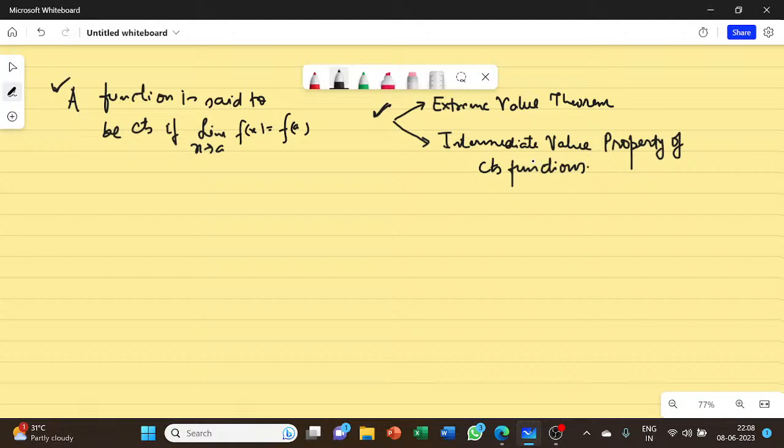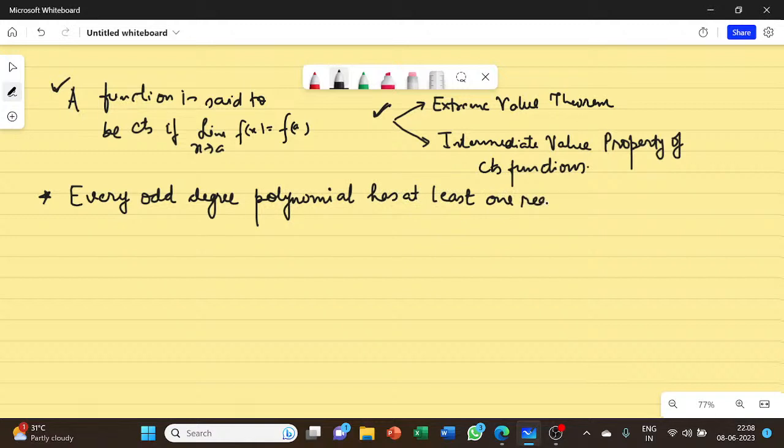Now try to do this question which I'm giving you right now, and let's see if you're able to do it. The first thing, a direct application of the intermediate value property, is that every odd degree polynomial has at least one real root. So a direct application of the intermediate value property is that every odd degree polynomial will have at least one real root.